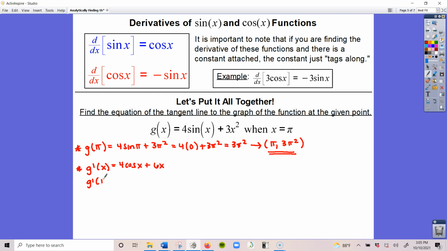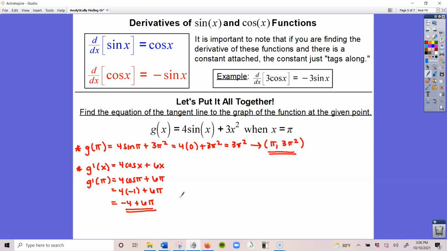Now we're going to plug in pi. So g prime of pi is going to equal 4 cosine pi plus 6 pi. The cosine of pi is negative 1. So 4 times negative 1 plus 6 pi, which gives me negative 4 plus 6 pi. This is my slope. You don't need to, again, put this in the calculator and get the number. You can leave it like that. All of these questions are meant for you to do without a calculator. So we're going to just leave our answer.